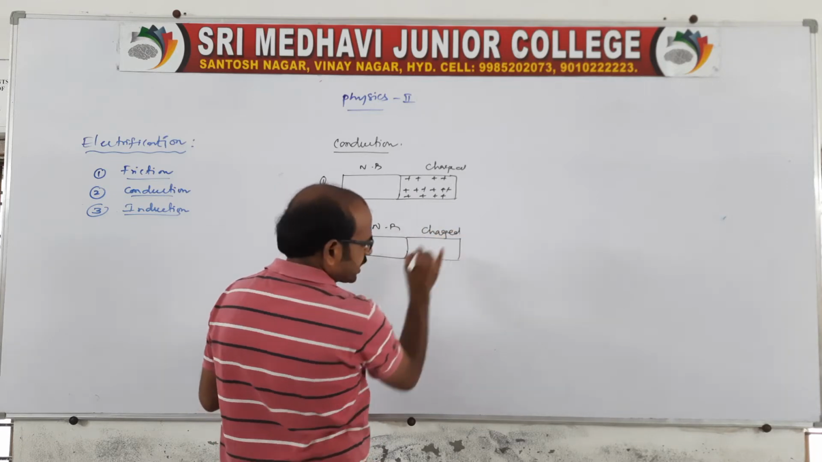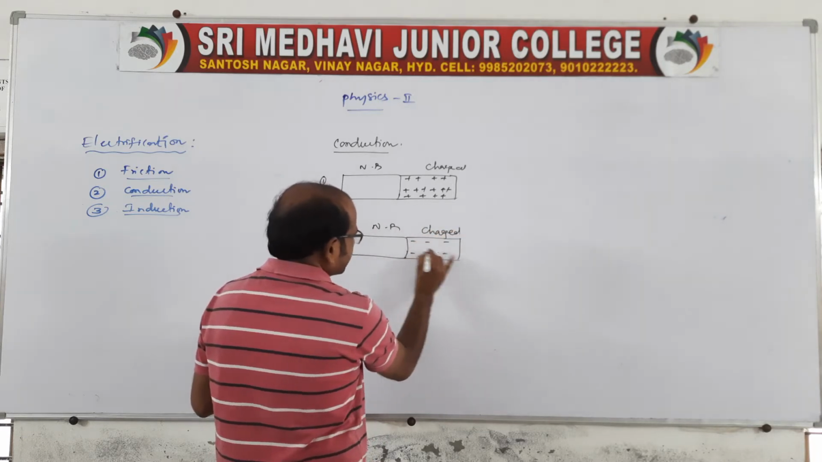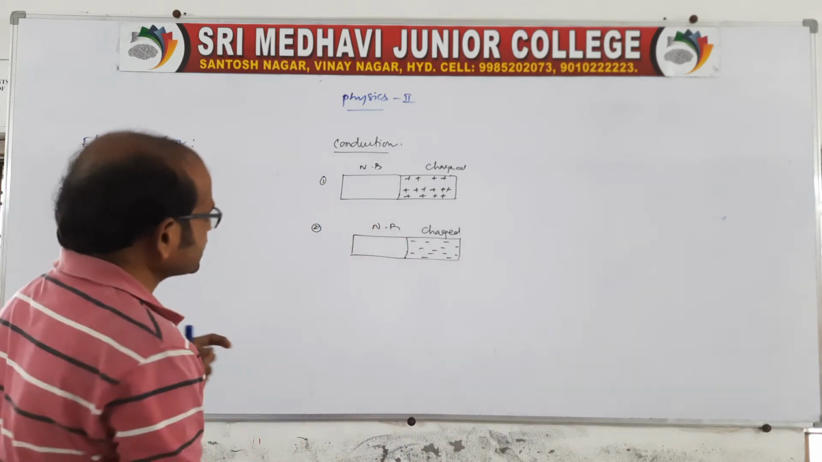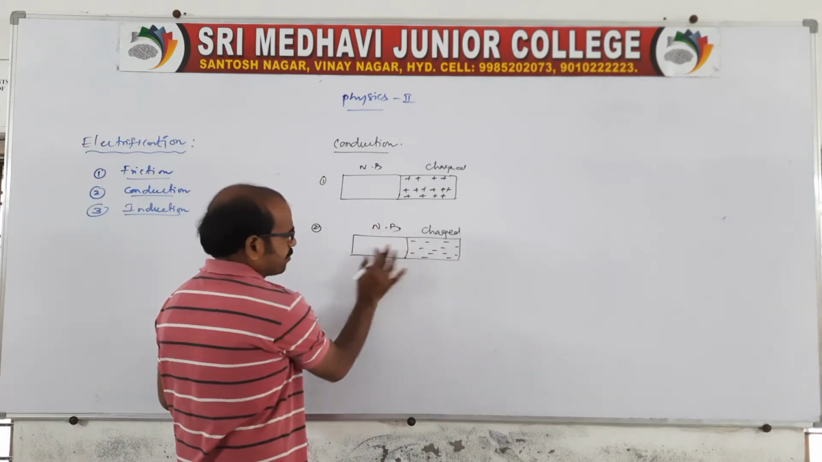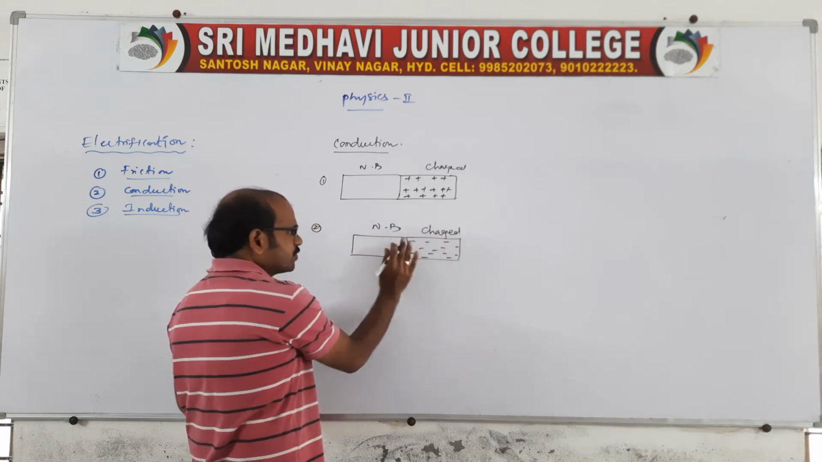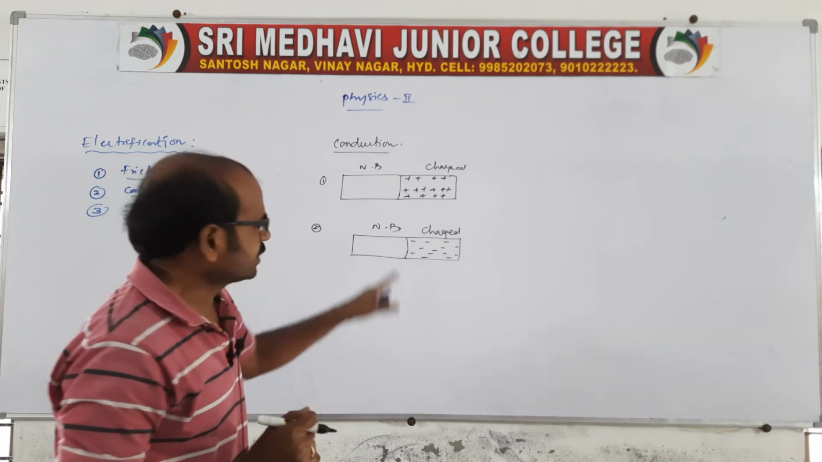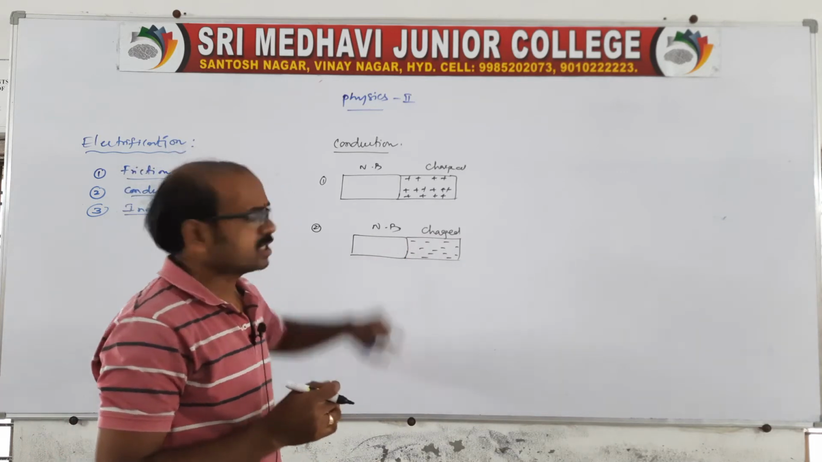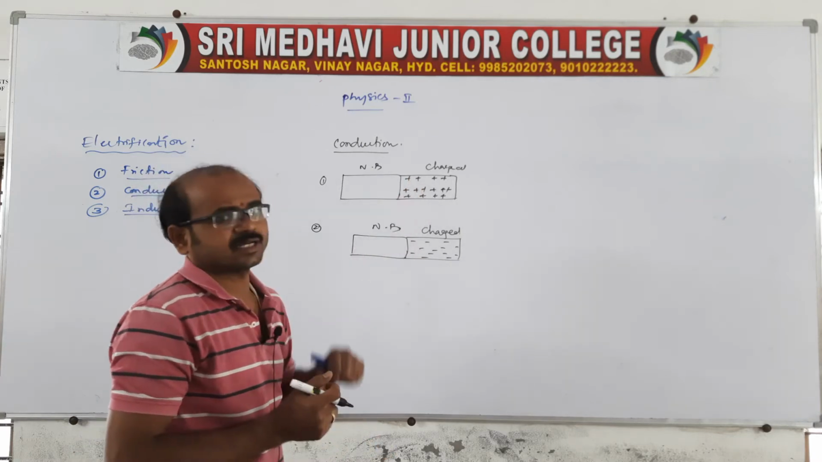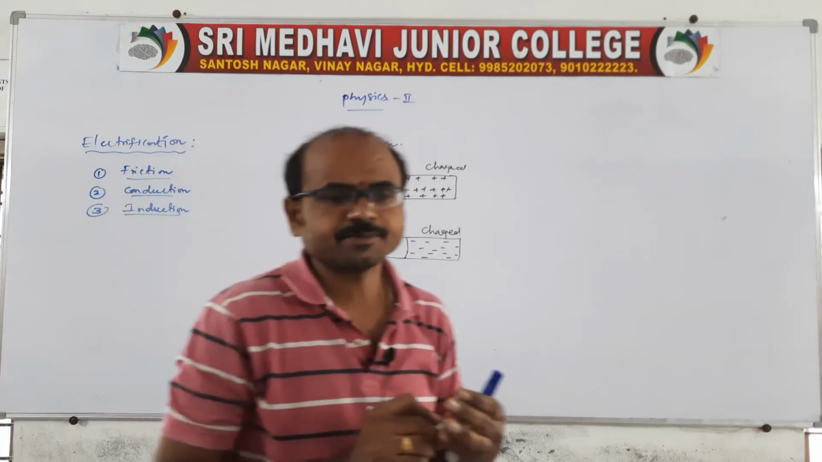Suppose you take a negatively charged body like this, and it is kept in contact with the neutral body. What happens? That neutral body again, because of the influence of the negatively charged body, all the positives will come towards the negatively charged body. So that neutral or uncharged body becomes charged because of the influence of the charged body which is kept in contact.